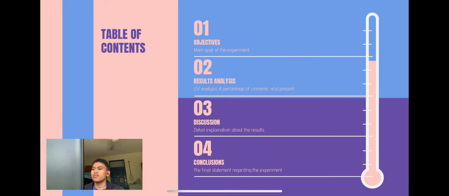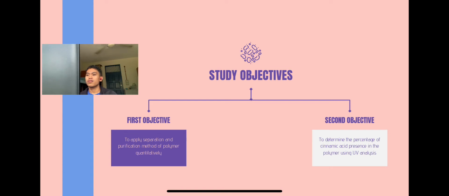Okay, so this is the content that I want to present. Let's take a look at the study objectives. The first objective is to apply the separation and purification method of polymer quantitatively. The second one is to determine the percentage of cinnamic acid present in the polymer using UV analysis.